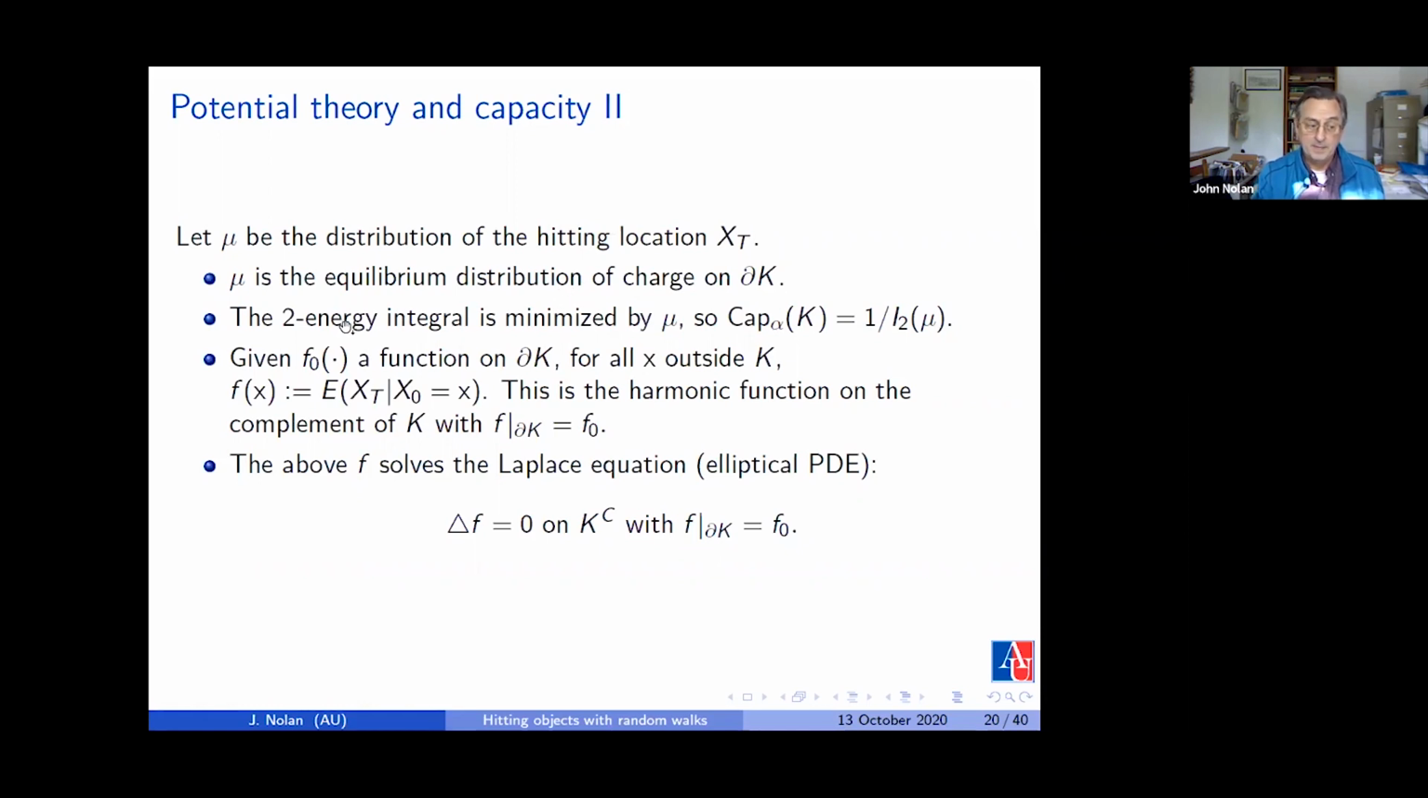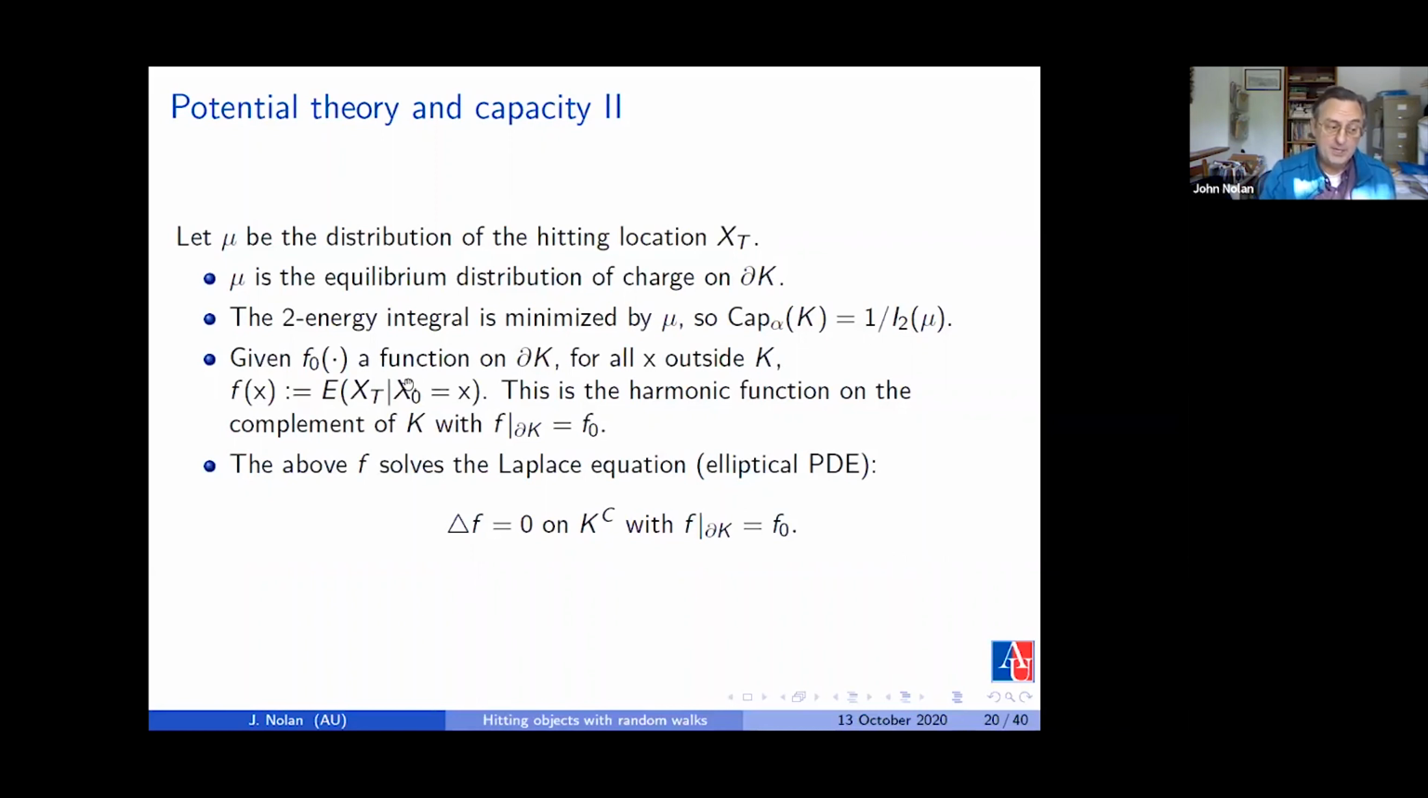So that means that the 2 energy integral is minimized by that. Therefore, the alpha capacity, this should say 2, it should be cap 2. So the 2 capacity of K is 1 over the energy integral evaluated at that measure.